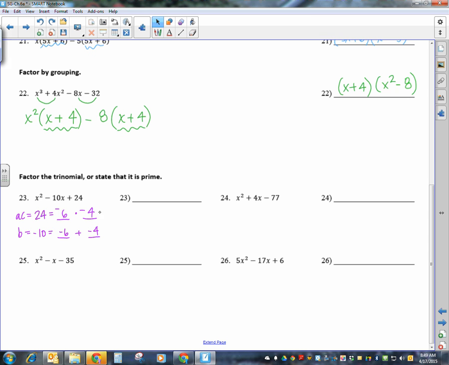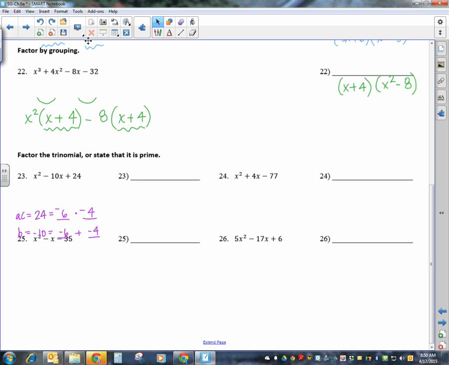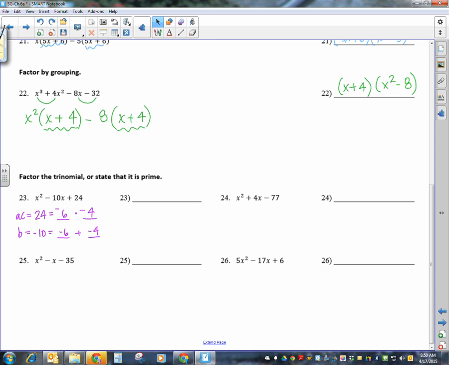Let me see if I can move this. Nope, moved the wrong thing. Oh, there we go. Come on, move over. It won't move over. Okay, I'll just go over here and finish it because I wrote that in the wrong place.